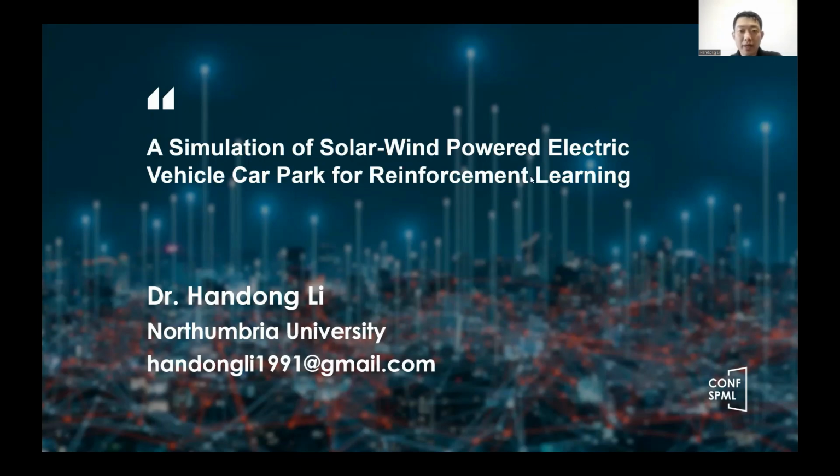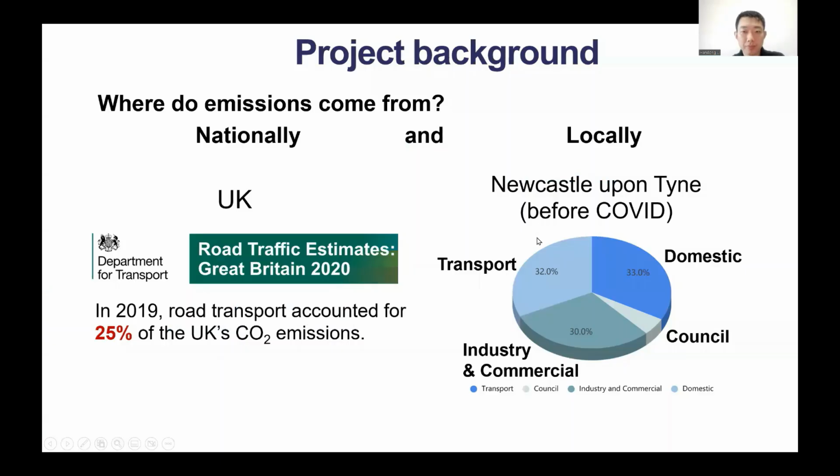So, in my presentation today, let me just introduce the project background. So first, let us just think, where do emissions come from? In the UK, from the report that in 2019, the road transport accounted for like 25% of the UK's CO2 emissions. And locally, in my city, Newcastle upon Tyne, these numbers become 32%. So if we can reduce the transport CO2 emissions, we can save the environment.